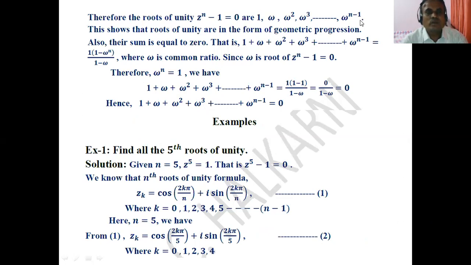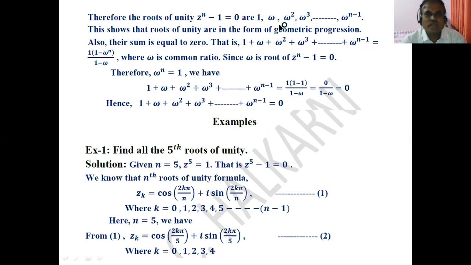Now we look at the common ratio of two consecutive terms. For 1 and omega, the common ratio is omega upon 1, which is omega. For the next two terms, omega square upon omega is omega. For the next two terms, omega cube upon omega square is omega. In this way, the common ratio is the same. And this shows that these roots of unity are in the form of a geometric progression. Hence the proof.